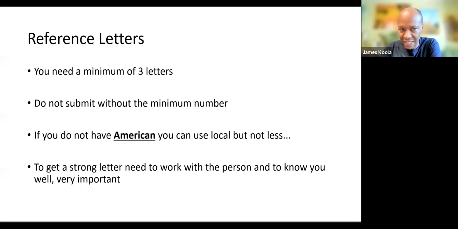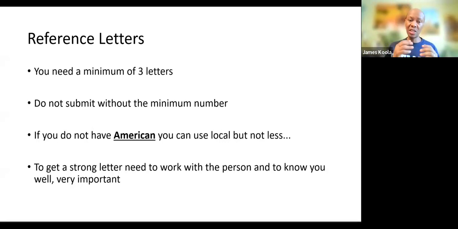Your reference letters, you need a minimum of 3 letters. Do not submit without the minimum number. The program will screen. If there are not 3 letters, they will not even look at you. So even if you do not have American, get your local, get from your professor, ensure you have 3 reference letters for every program you apply to.